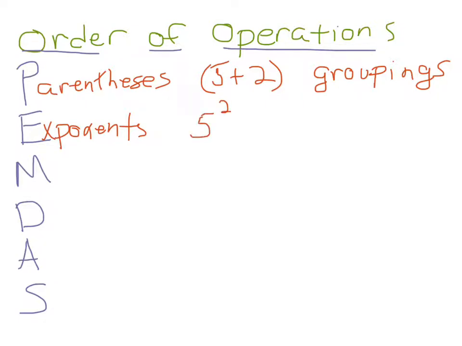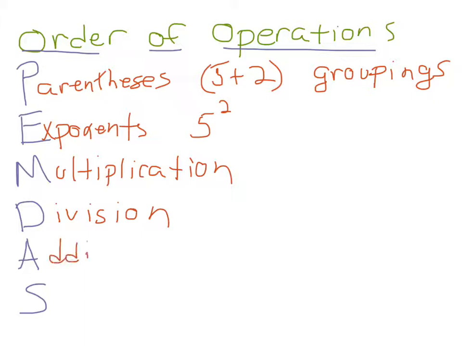After you take care of parentheses, then you're going to raise things to powers. Second power, third power, multiply it by itself twice, multiply it by itself 3 times. Exponents is next. And then MDAS means take care of your multiplication, followed by your division, followed by addition, and finally subtraction.